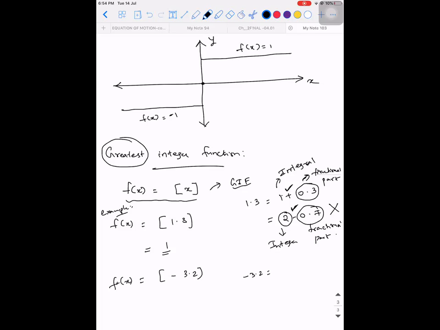So minus 3.2, I can write it as minus 3 minus 0.2, or minus 4 plus 0.8. Out of these two cases, which one should I take into consideration?